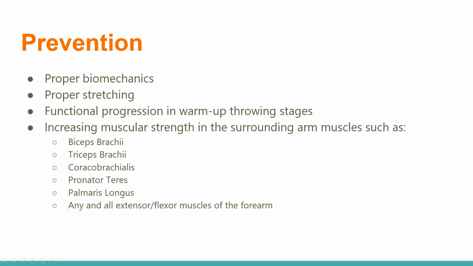Prevention includes training proper biomechanics, proper stretching, functional progression and warm-up throwing stages, as well as increasing muscular strength in the surrounding arm muscles, which include the triceps brachii, the biceps brachii, the coracobrachialis, the pronator teres, the palmaris longus, and any and all extensor and flexor muscles of the forearm.